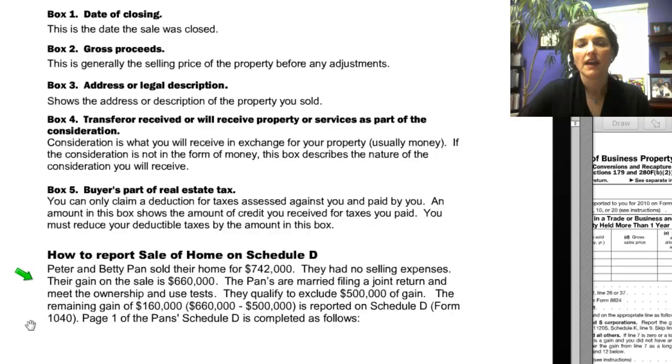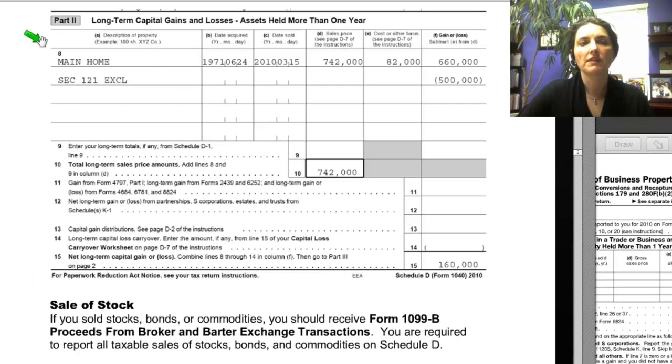Form 1040. Page 1 of the Pan Schedule D is completed as follows. We report in Part 2 of Schedule D the main home sale, the date that it was originally acquired, the date that it was sold, the sales price, the cost of the home, and the gain on the sale, which is essentially column D minus column E equals the gain on the sale.